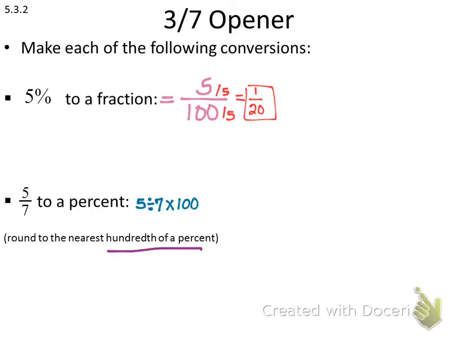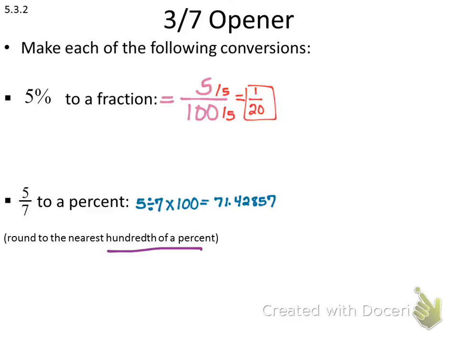In your calculators, if you take 5 divided by 7 times 100, what do you end up with? 71.42857. Okay, we've had some incorrect answers today.